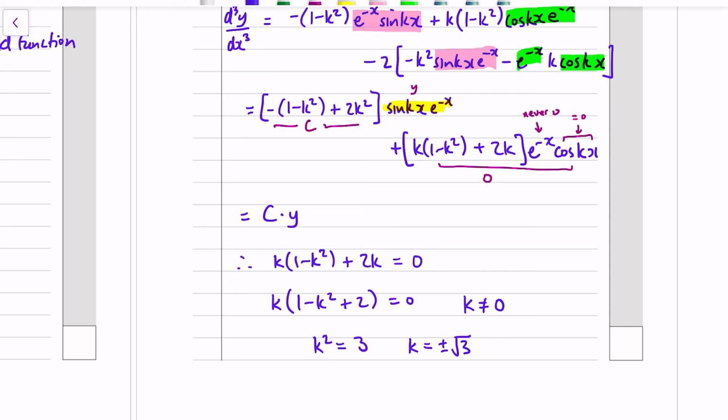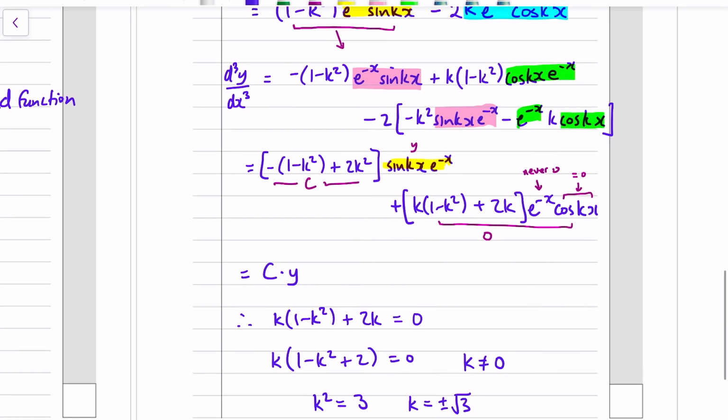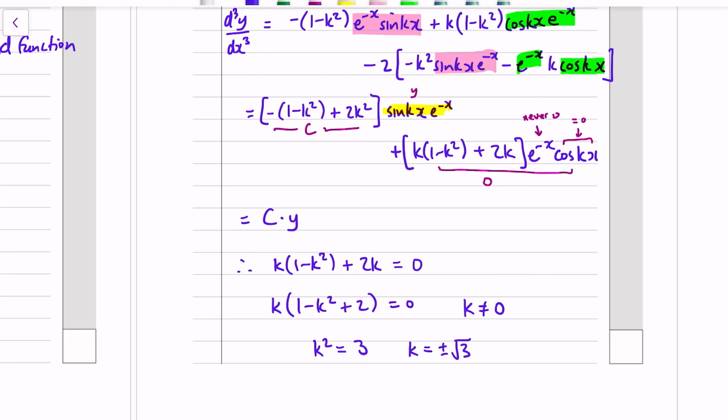Now for that k value, k is plus or minus square root 3, we go back to the c value, and we work out what the c value is. C is equal to minus 1 minus k squared plus 2k squared, which is equal to minus 1 plus 3k squared. If we sub in k squared equals 3, we get 9 minus 1, which is 8. Okay, so that's the answer to the question.